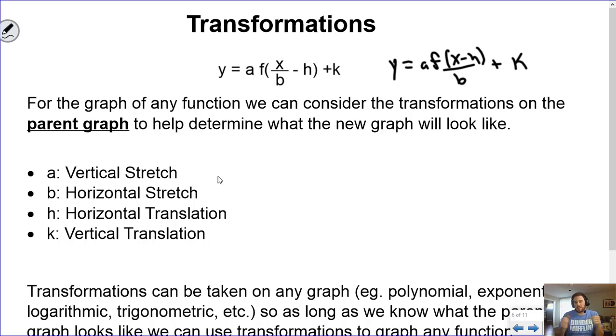It's going to take my graph and stretch it horizontally. H is my horizontal translation. It's going to take my graph and shift it left and right. And k is my vertical translation. It's going to take my graph and shift it up and down.